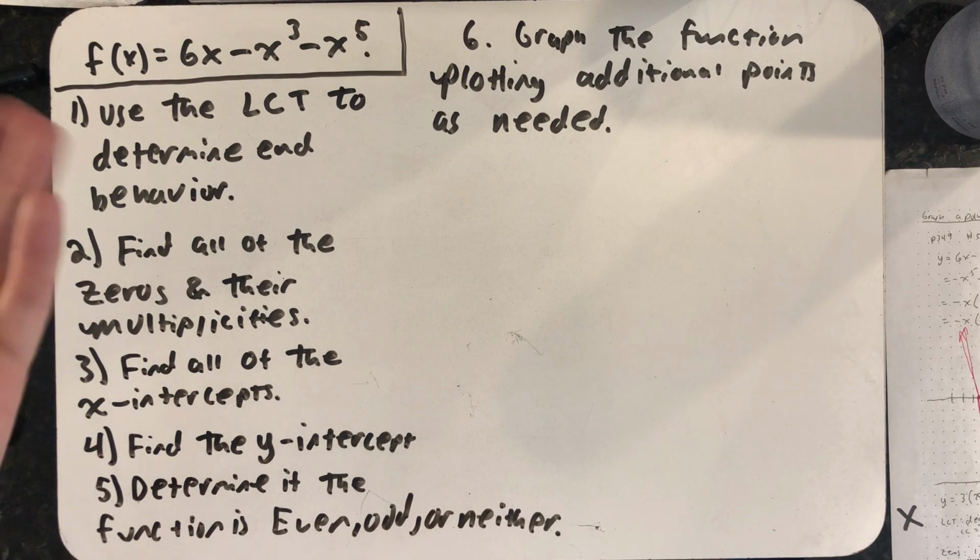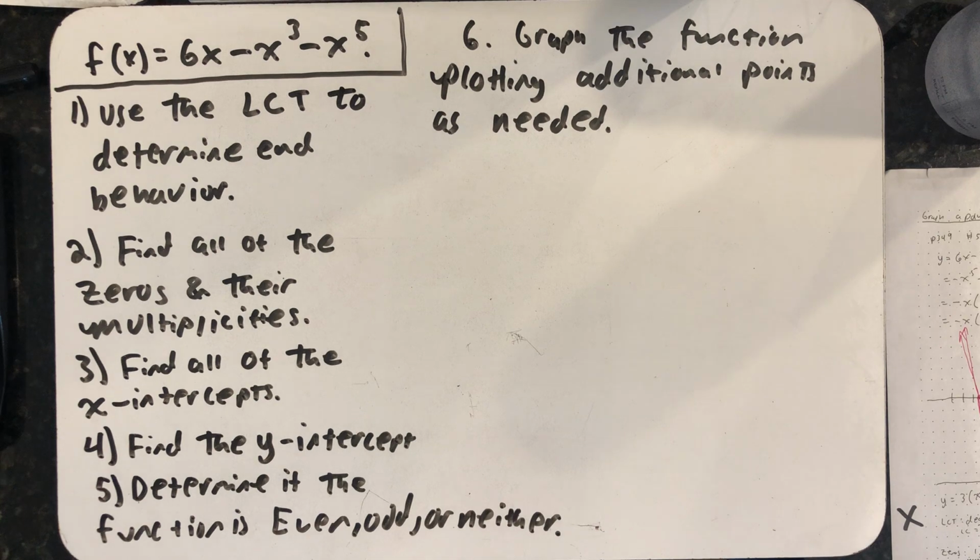I want to graph the function f of x equals 6x minus x cubed minus x to the fifth. I'm told to first use the leading coefficient test to determine the end behavior. I'm then asked to find all of the zeros and their multiplicities.